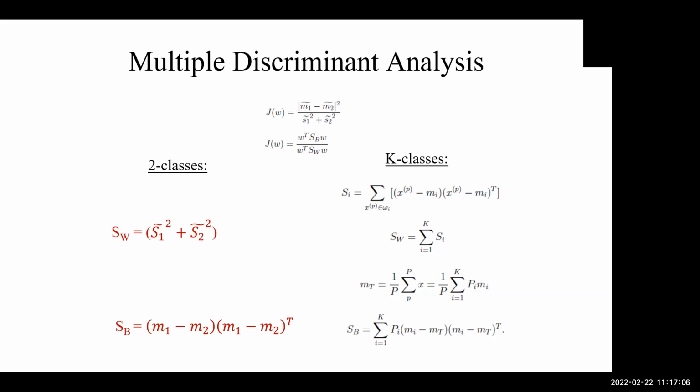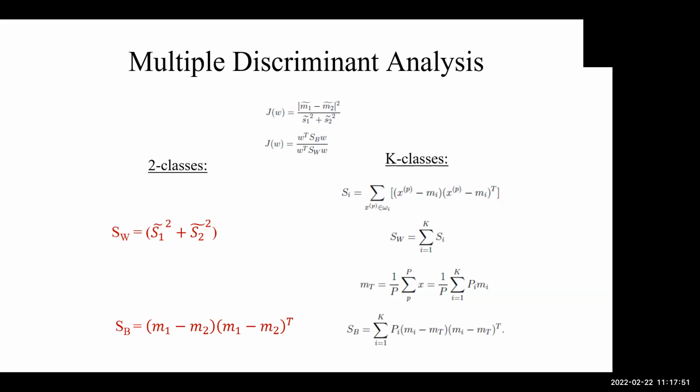If you have more than 2 classes, we expand this thought into something called multiple discriminant analysis. You can think of this as Fisher on steroids. Instead of just having 2 classes where you're getting the covariance matrix, we're going to add a whole bunch of them. Add 1 for every class, add k of them. We're going to have more than 2 means, we're going to have k means.